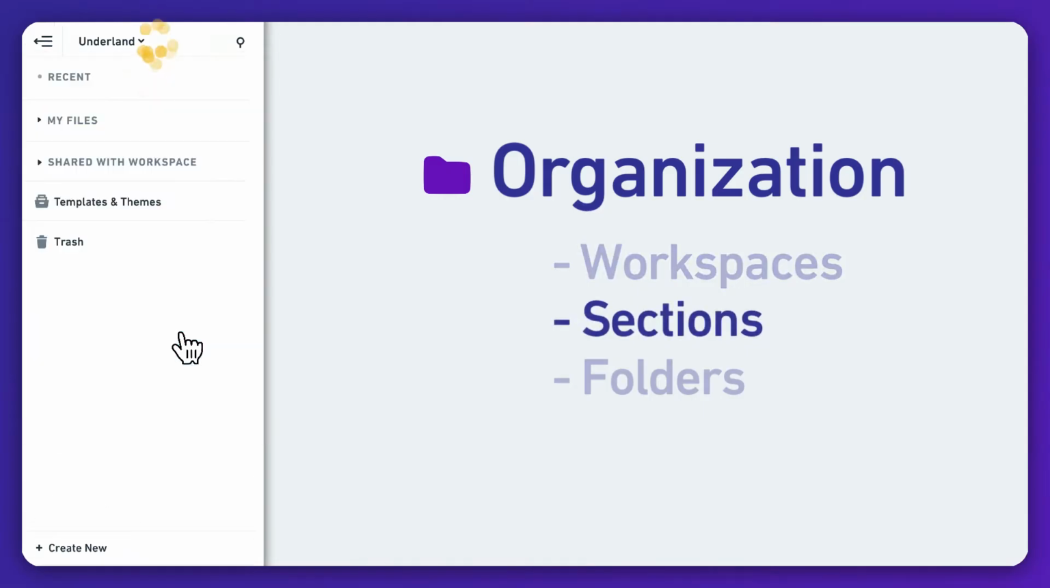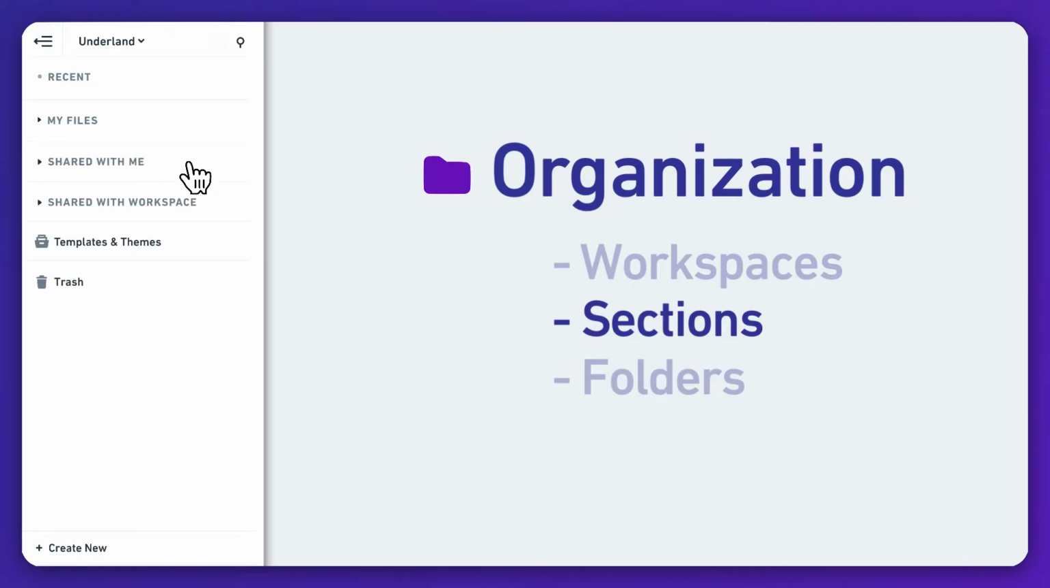In each workspace, you'll see sections. These are for high-level categorization and defining who has access to the files within. First, you'll find all your recently viewed files, so you have them for quick access. Next up is all of your files. These are private to you by default. Third is shared with workspace. These are, you guessed it, files that are shared and accessible by everyone in the workspace.